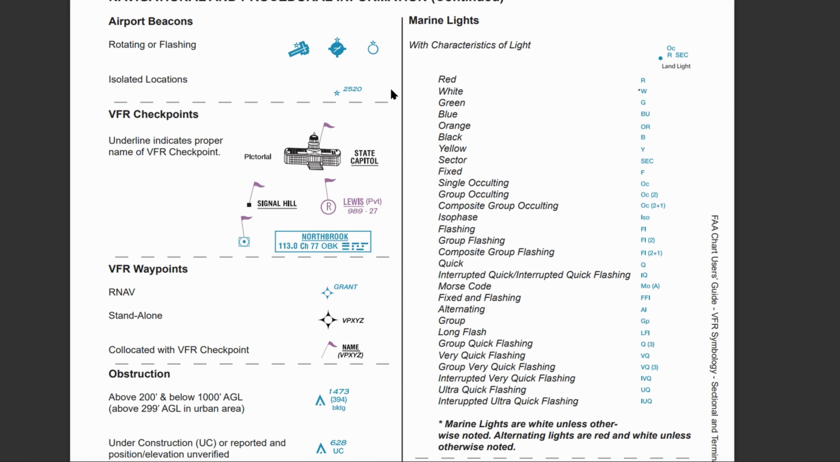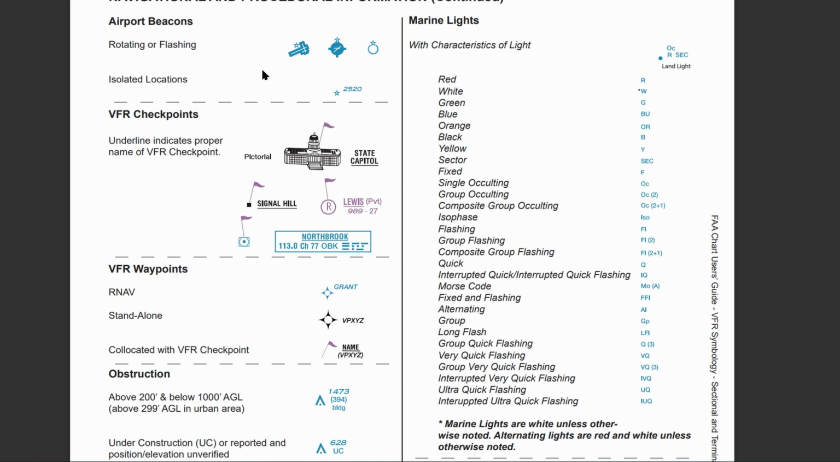Before we look to the left, let's look to the right at marine lights. Marine lights are going to be white unless otherwise noted. If they're alternating, they're going to be red and white unless otherwise noted. You also have these different values that they could be. These are the other colors that could be: red, green, blue, orange. You have long flashing, all these different types of lights that you could run into if you run into marine lights.